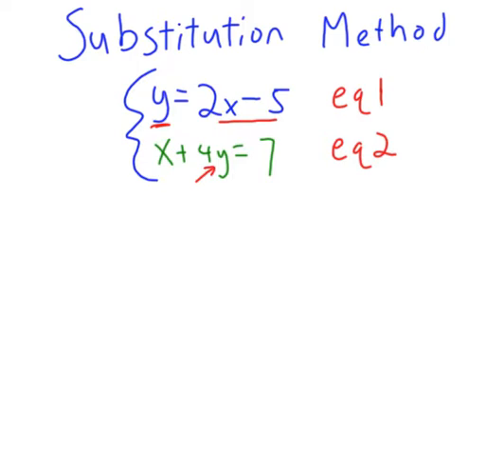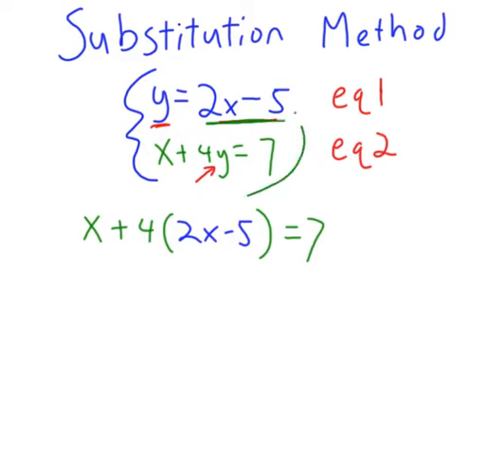So I can rewrite the second equation, but instead of writing y, I can write what it equals. So I will have x plus 4 times what y equals, which is 2x minus 5, and that will all equal 7. So again, 2x minus 5 from the original equation 1 up here, I've now rewritten for y in equation 2. Why does that help us? Well, look, now we have one equation and one unknown variable.